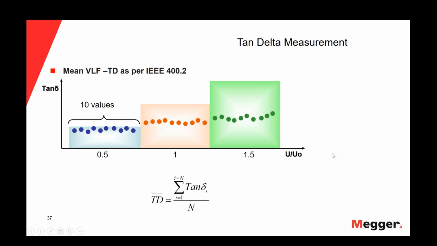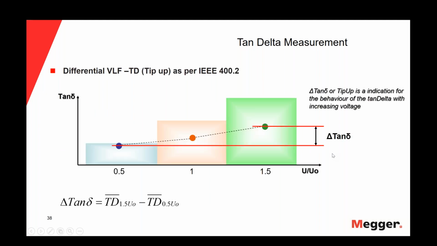The second parameter we will measure is the delta of the tan delta. That is the mean value of the tan delta we get at 1.5 U0, from which we subtract the mean value of the tan delta at 0.5 U0. As you can see, the delta of the tan delta is the mean value of the tan delta at 1.5 U0 minus the mean value of the tan delta at 0.5 U0.